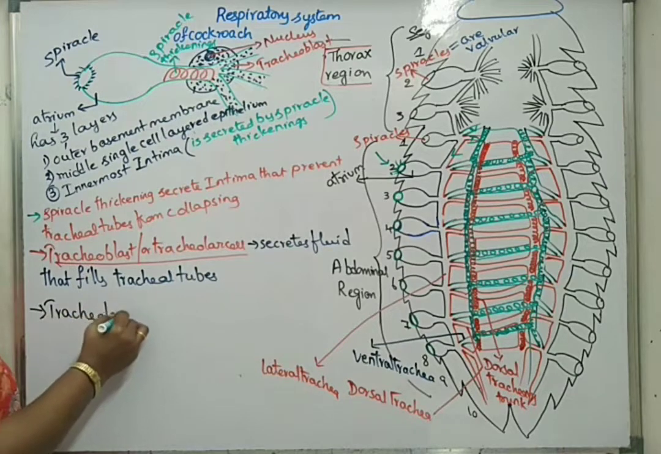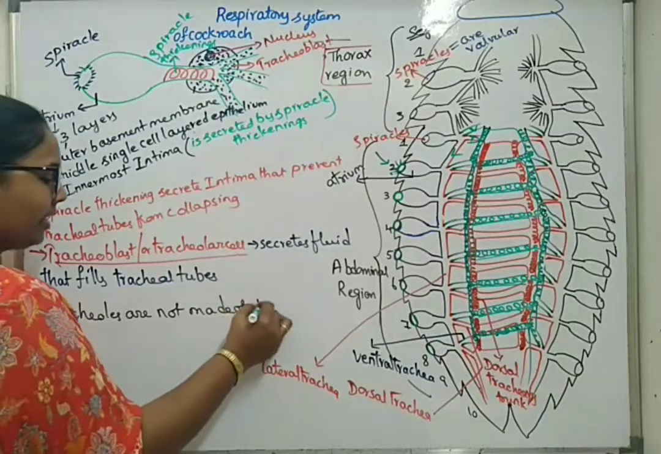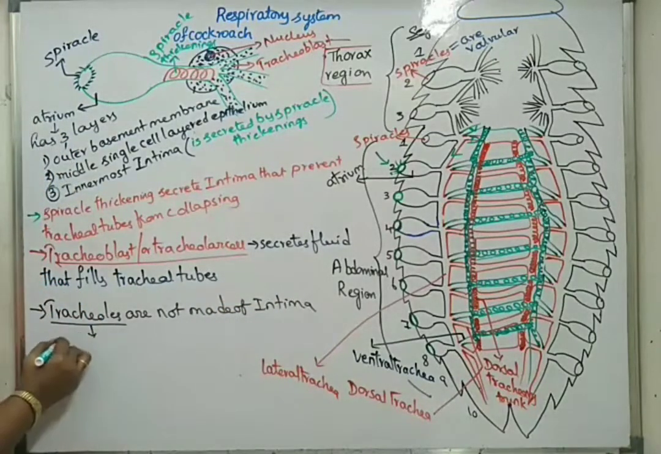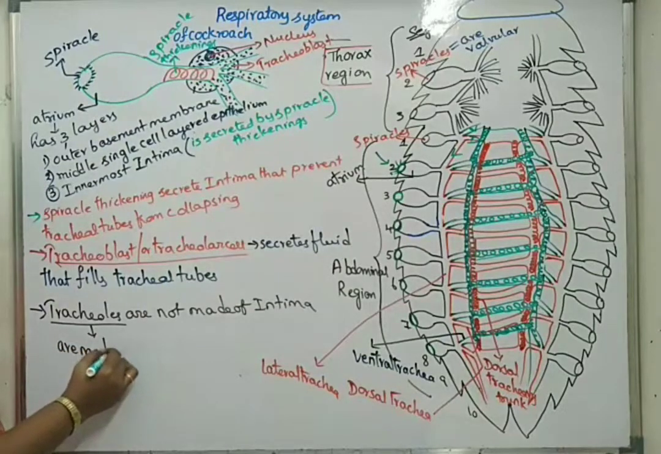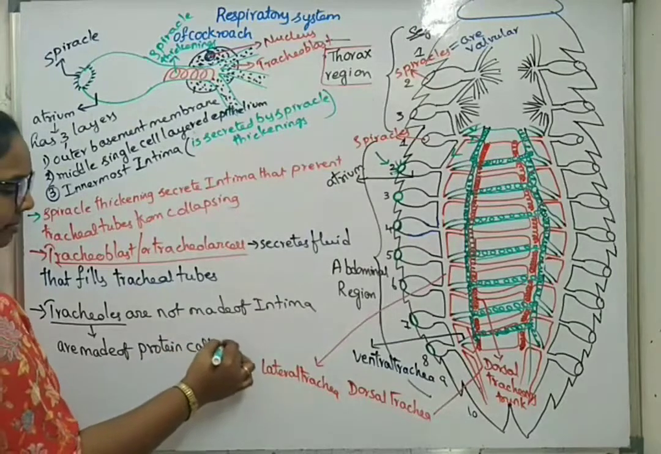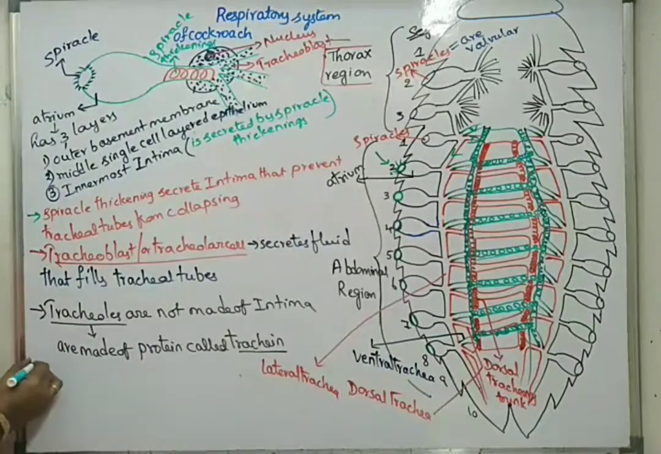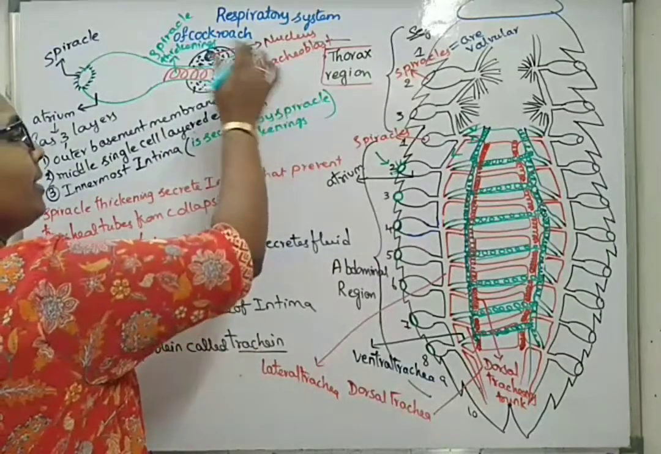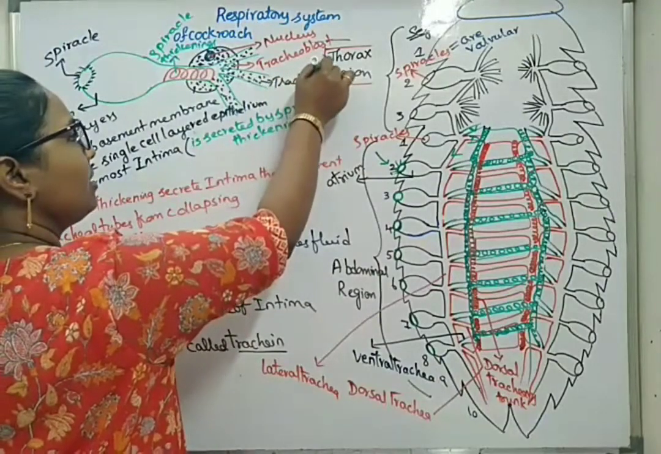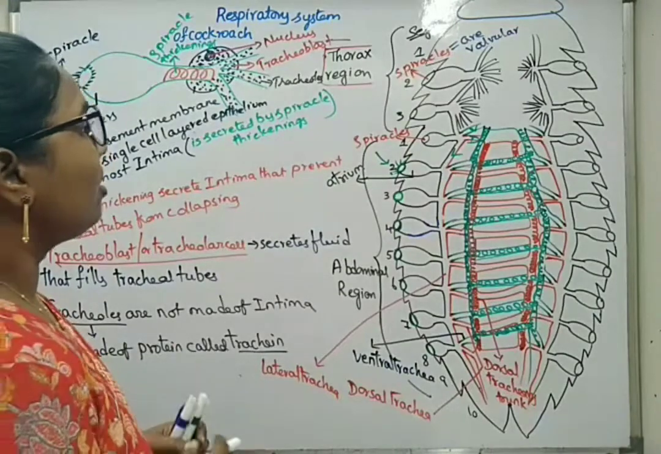Tracheoles are not made of intima. Tracheoles are made of protein called trachein. All the tracheoles will be now filled by fluid. So now they are having direct contact with body, all visceral organs.